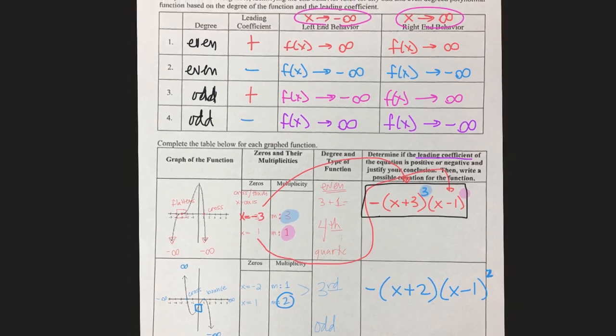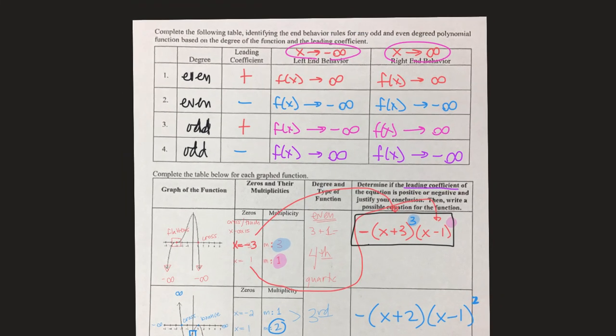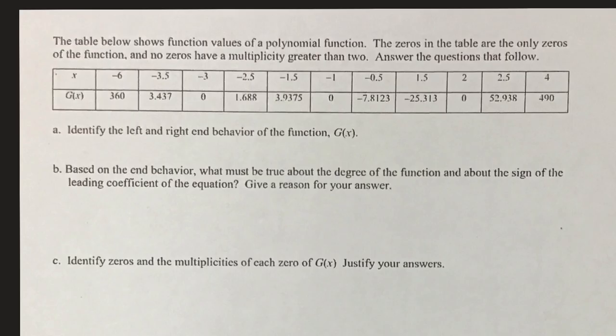Okay? So our next little section is about a table. So here's our table. We're told that this is some random polynomial function. The zeros in the table are the only zeros of the function, and no zeros have a multiplicity greater than 2. Okay, so that's going to help us when we write our equation. So what about the left and the right end behavior of the function? Okay, so at -6, look at this y value. What do you think the y values are doing as x goes to negative infinity?